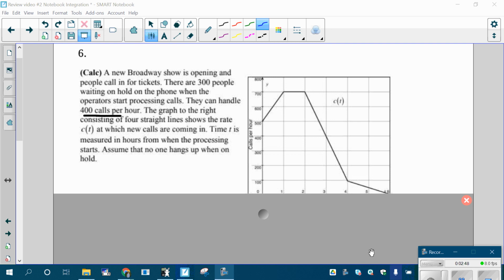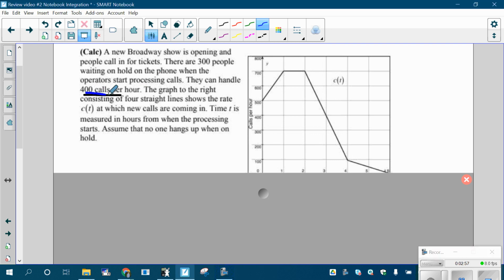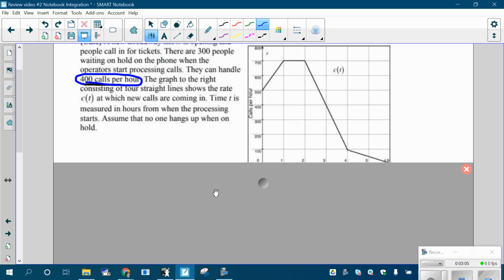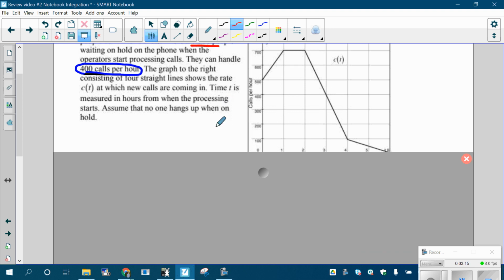This is a classic AP question. This is what we call a flow in, flow out question. In this case, the flow out, or the amount of calls they can process, is just 400 calls per hour. It's the flow in, that's this piecewise function they give you here, and they tell you an initial condition, that there's 300 people on the line to start.